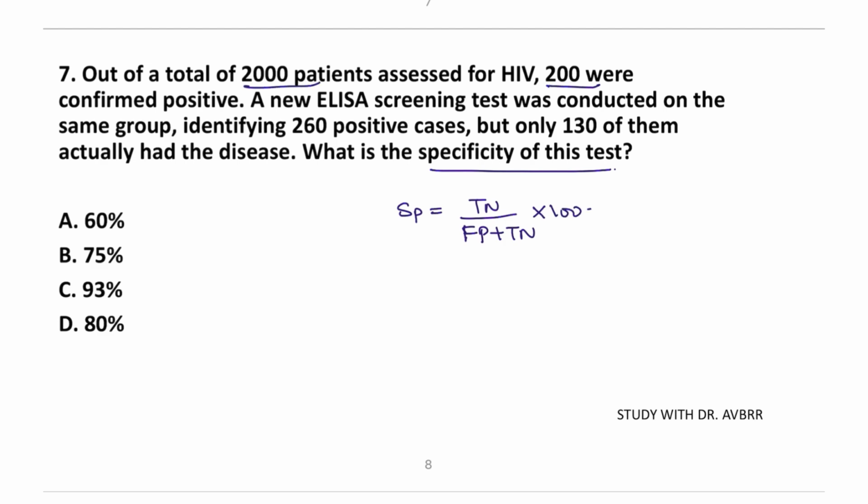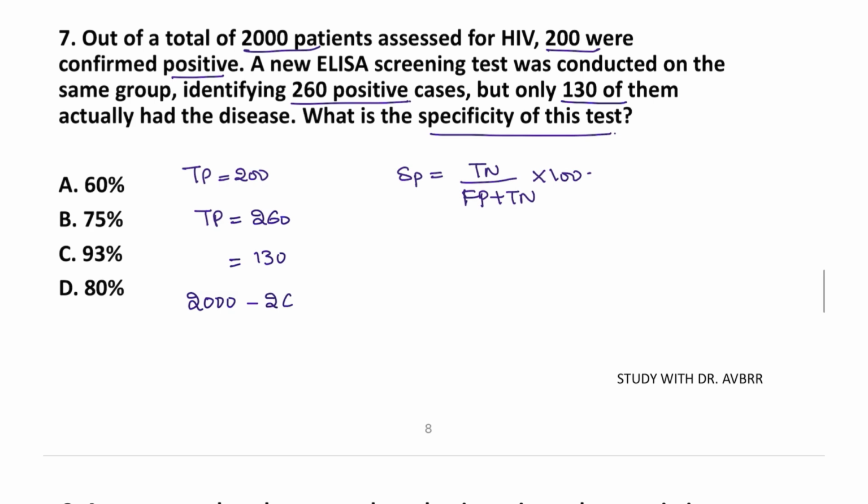2000 patients, 200 were confirmed positive, so they are true positives, 200. And after conducting the ELISA test, 260 positive cases, but only 130 of them actually had the disease, only 130 having the disease. So the total patients that we have is 2000, right? In that 2000 patients, we take away 260, those are the positives. Total we are left with 1740.